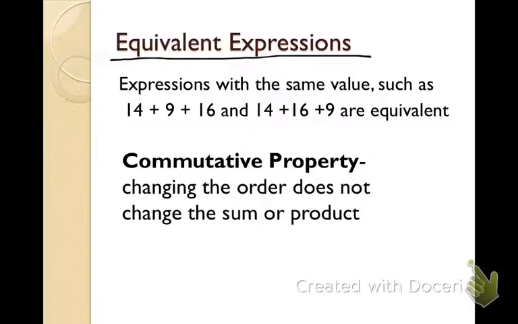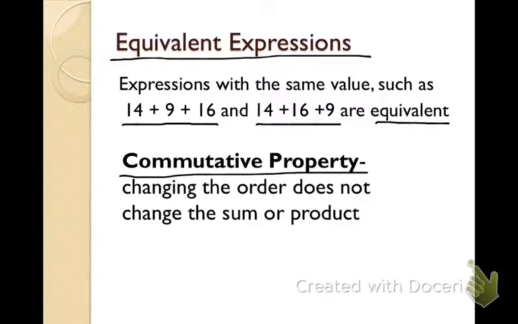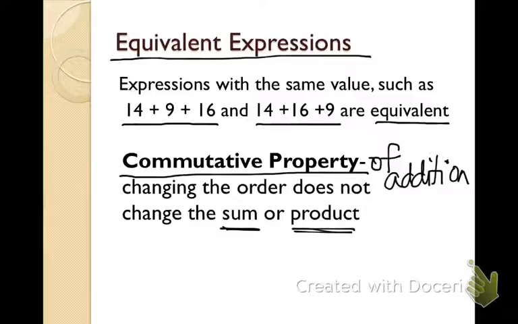So equivalent expressions are expressions with the same value, such as 14 plus 9 plus 16 and 14 plus 16 plus 9. They are equivalent. They're not equal because they're not in the same order, but if I add them up, I get the same answer. This is called the commutative property, so of addition, it should say. So you might need to add that to your notes. So changing the order does not change the sum or the product. So this is a commutative property of addition and multiplication because remember the product is multiplication.